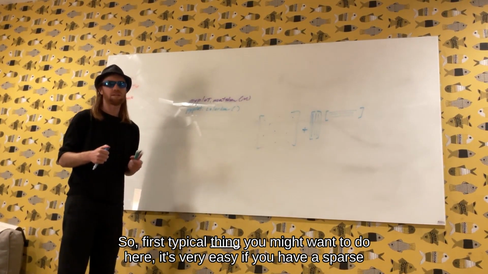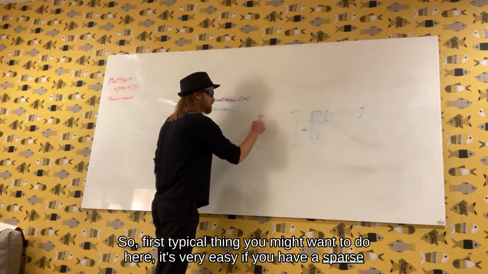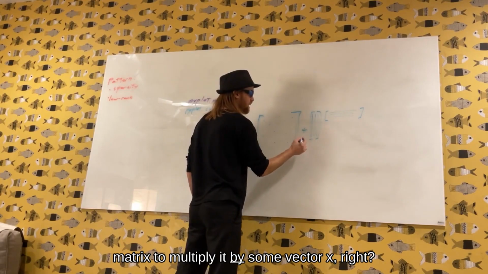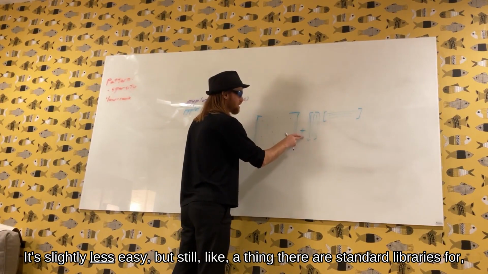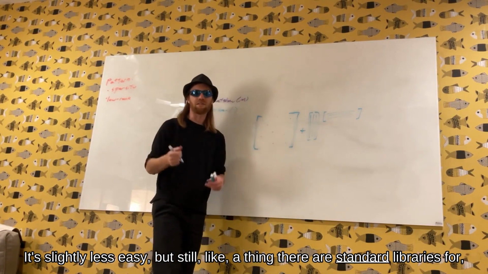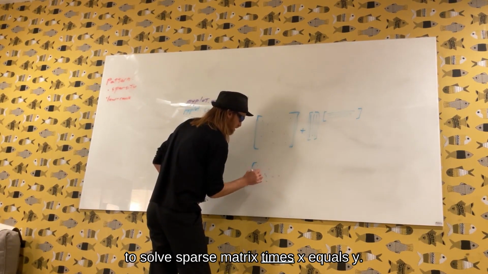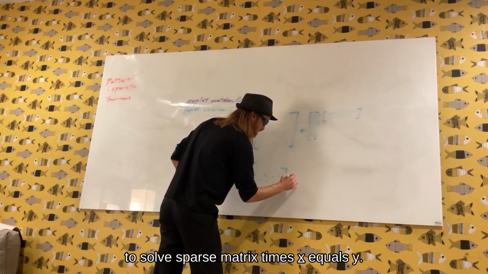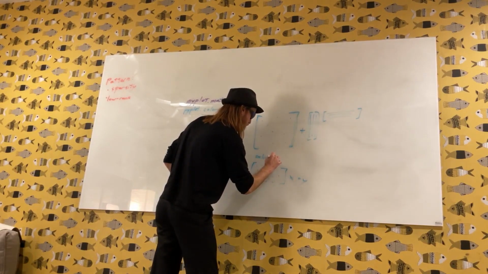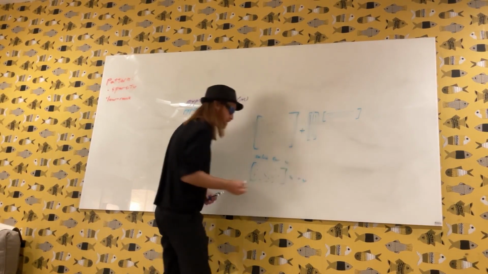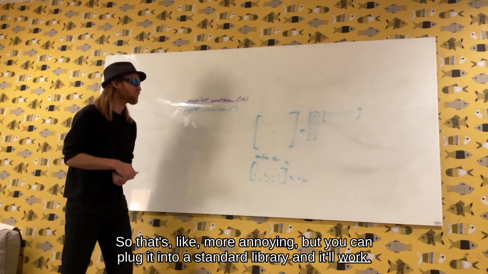First typical thing you might want to do here. It's very easy if you have a sparse matrix to multiply it by some vector x, right? It's slightly less easy, but still there are standard libraries for it, to solve sparse matrix times x equals y, solve for x. That's more annoying, but you can plug it into a standard library and it'll work.